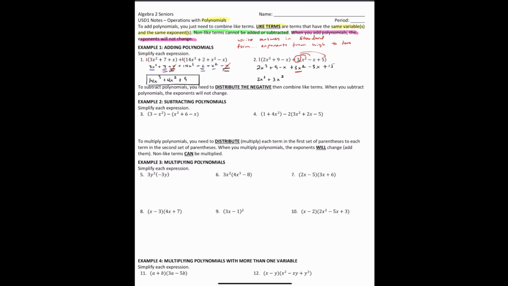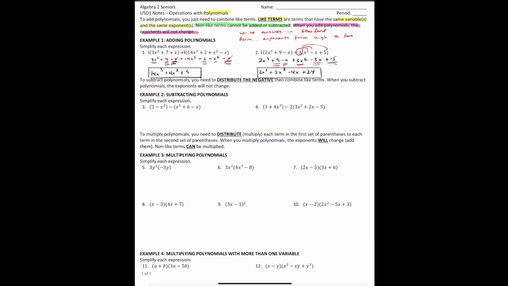The next highest exponent would be 1, right? x to the first power. I can see that we have negative x and negative 3x. So negative x minus 3x is negative 4x. And then lastly, we look for our constants. So that would be this positive 9 and this positive 15. So positive 9 plus 15 is 24. And that is our answer.